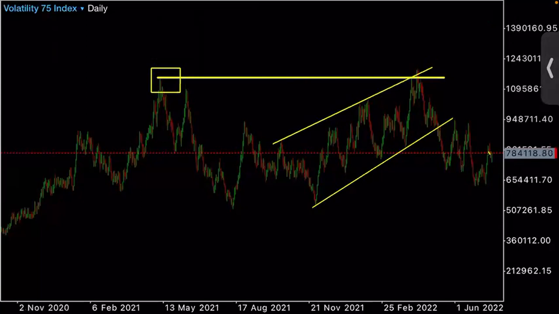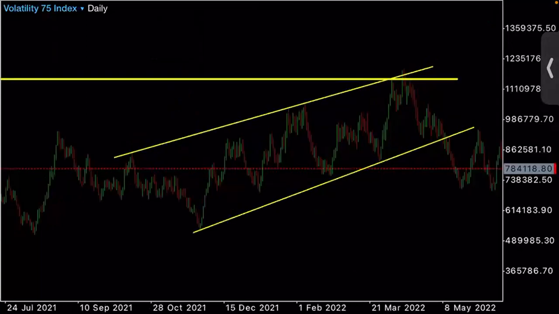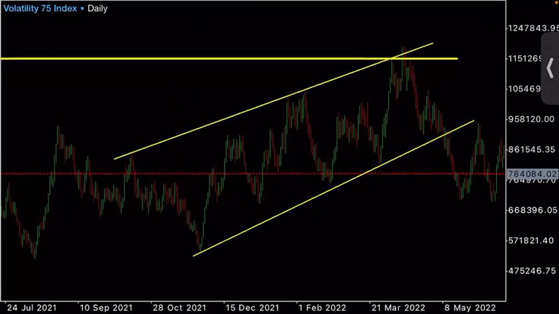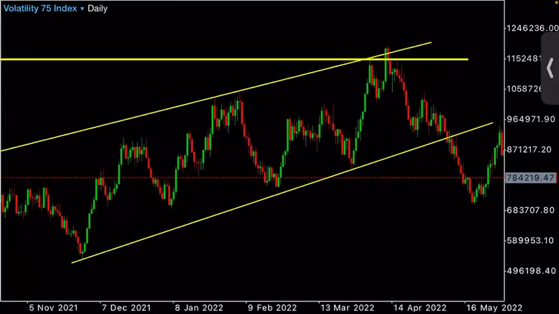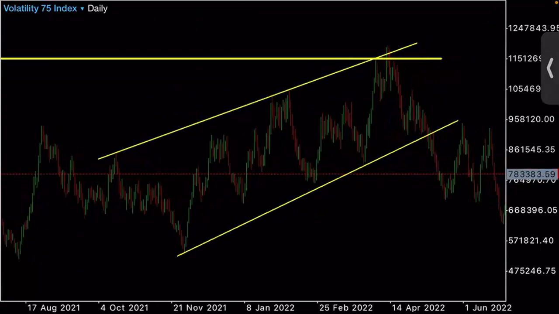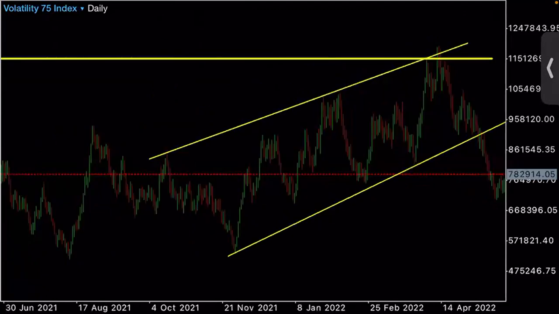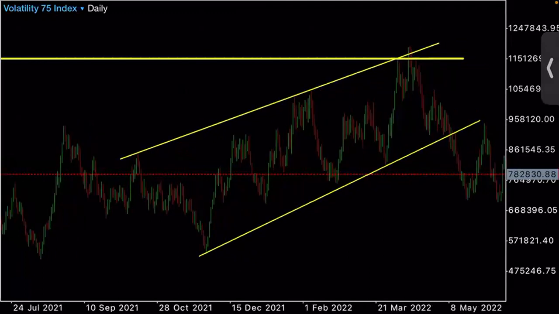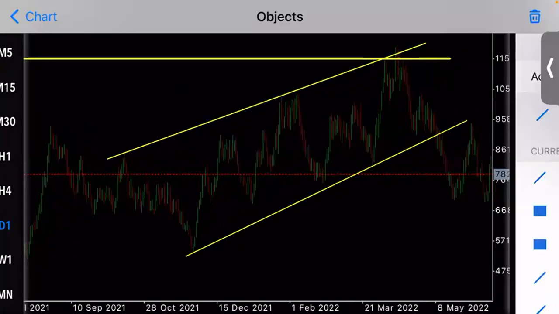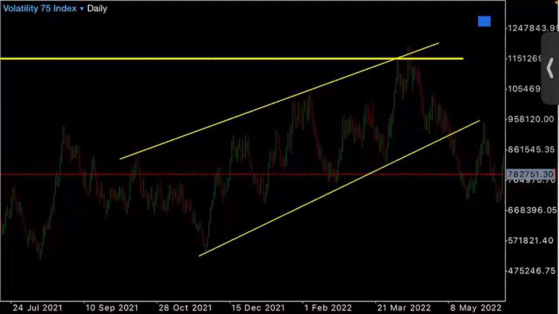Look how we approach the area of value. I just focus on patterns. There is a lot to learn on patterns. So we approached the area of value in the form of an ascending channel, and we are just adding the odds of success in our favor.